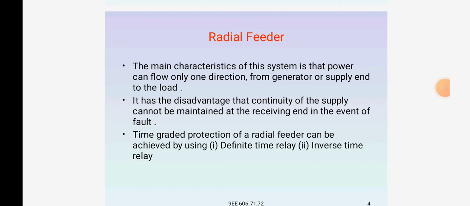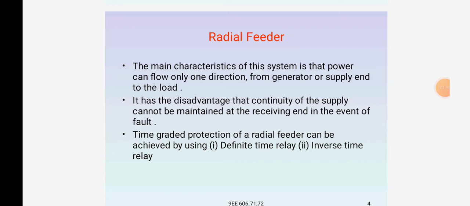The main characteristic of a radial system is that power can flow only in one direction from the generator or supply end to the load. It has the disadvantage that continuity of the supply cannot be maintained at the receiving end in the event of a fault. Time graded protection of a radial feeder can be achieved by using definite time delays.